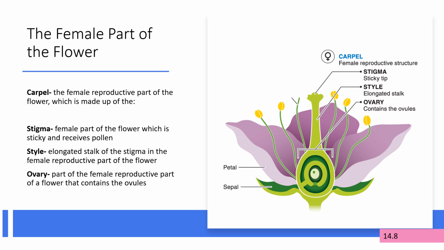The female part of the flower is known as the carpel. It consists of a few different structures. The stigma is where pollen is received. It's usually sticky to latch onto any pollen that comes in contact with it. To get to the ovule, the sperm in that pollen needs to travel down a stalk called the style to the ovary, which contains the ovules.